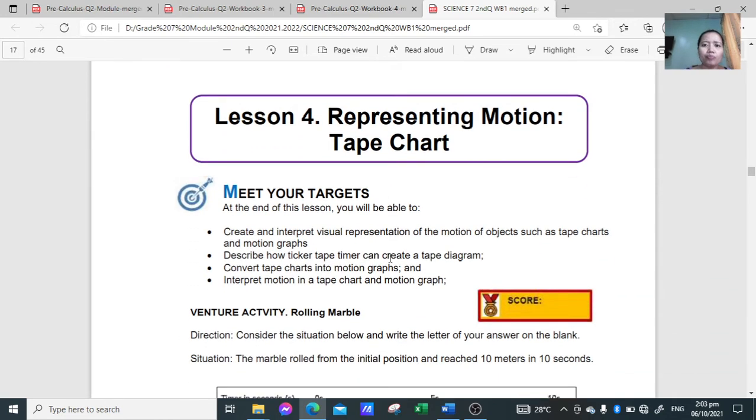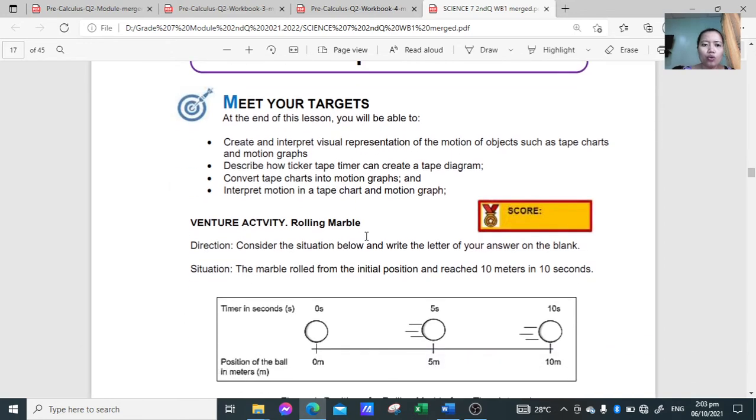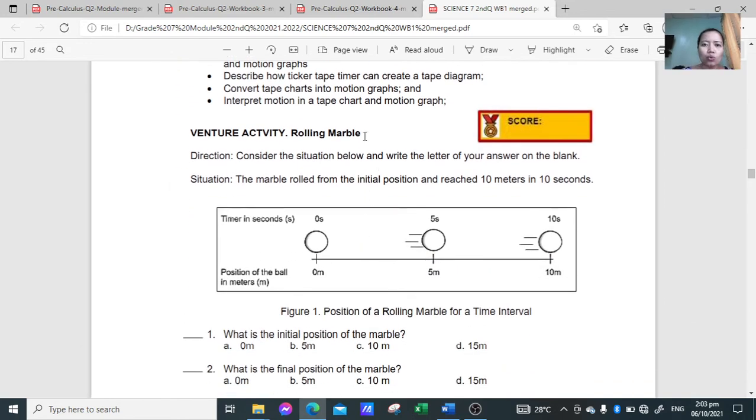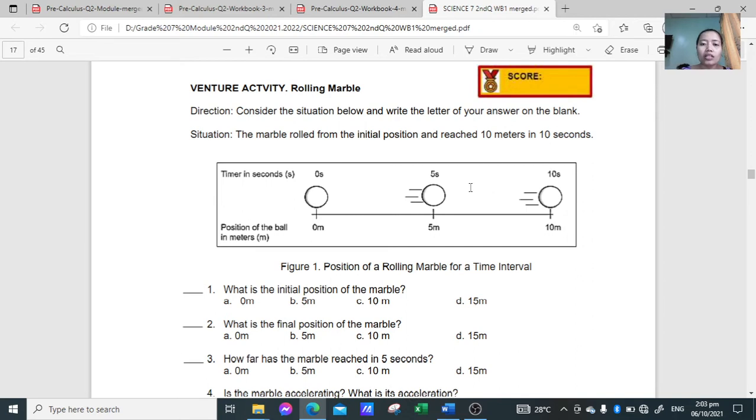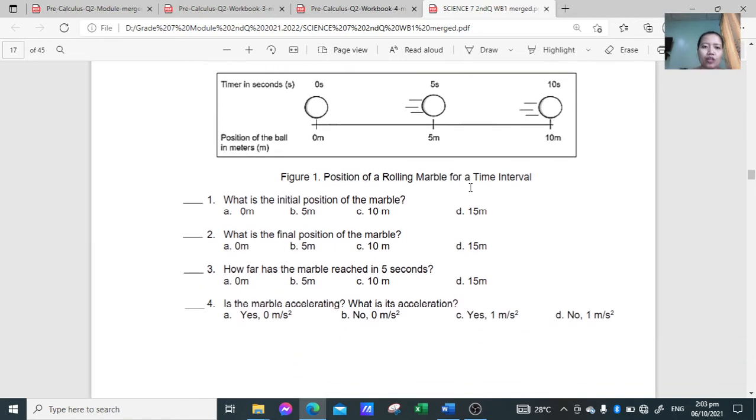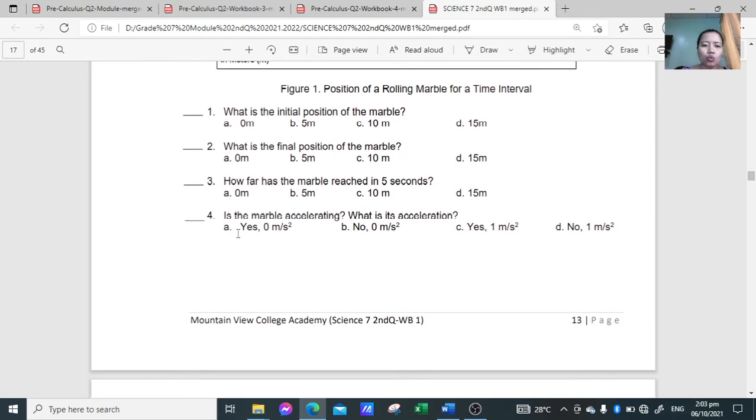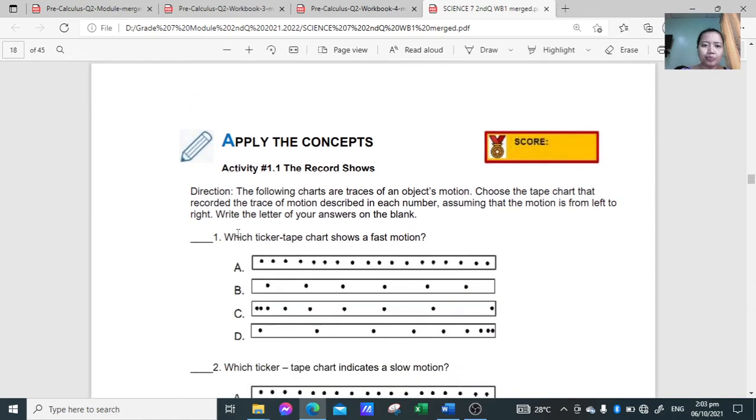Lesson number 4, representing motion, tape chart. For our venture activity, rolling marble, you are going to consider the situation below and write the letter of your answer on the block. So here is the situation. The marble rolled from the initial position and reached 10 meters in 10 seconds. So based on the given figure, you will answer the following multiple choices 1 to 4.